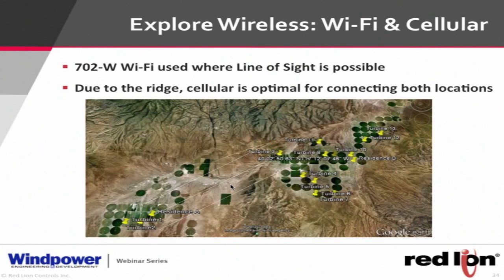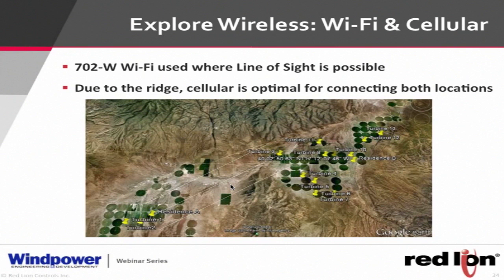Now this one right here shows us a wireless application and how we can use cellular and Wi-Fi together. They have all these turbines all over the area, in the middle of the mountains. The wind farm was owned by one person, so we want to pull all the data back in to one location. However, you see the distance there. The distance from resident A to turbine 3 is about 7 miles. So that's a good distance there, and fiber optic cable is going to cost you a lot of money.